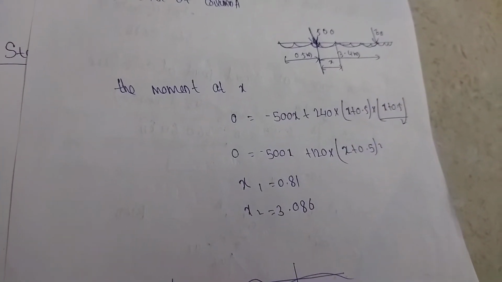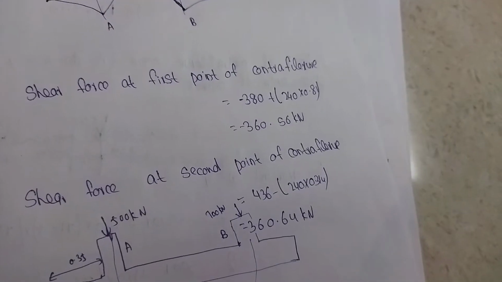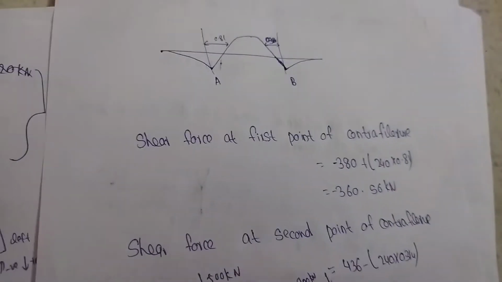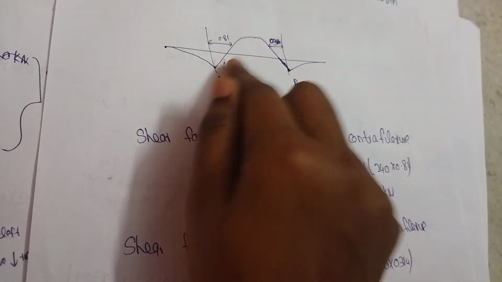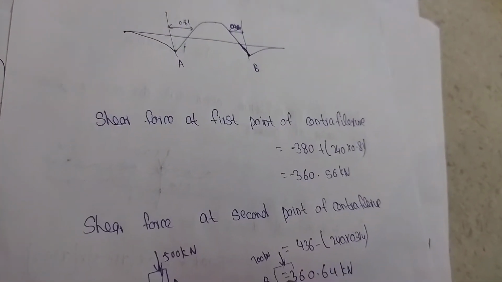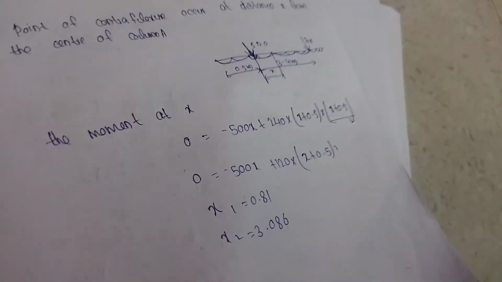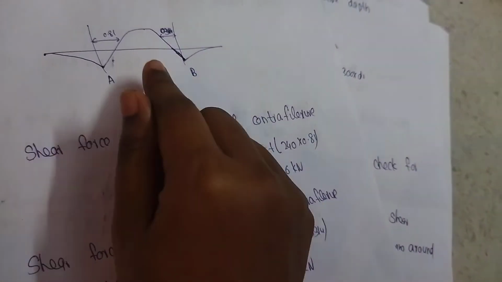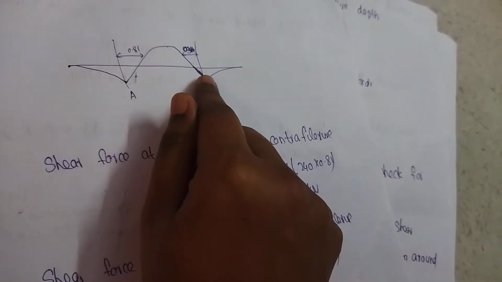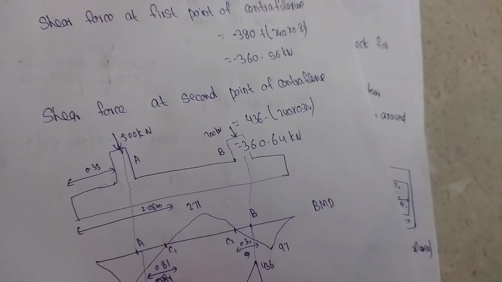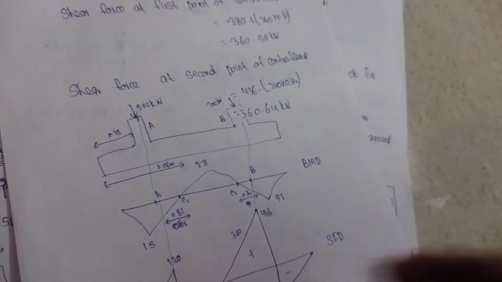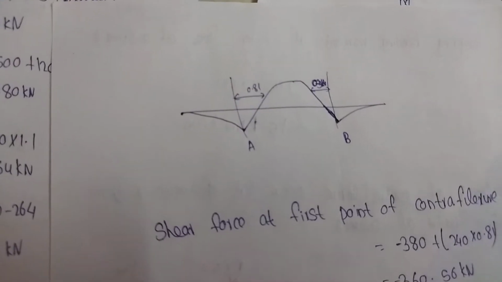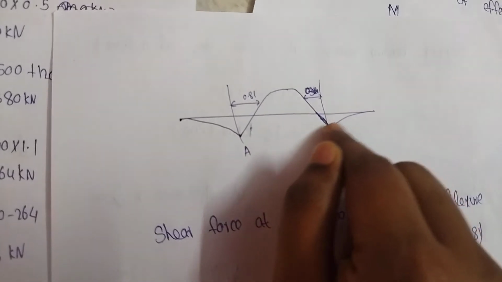So we get two values, x1 and x2. Take the lesser value, and here we get 0.81. The next value is taken from column B to this point. Similarly, we want to calculate the point of contraflexure from B by that equation.